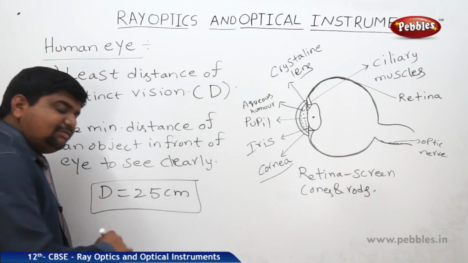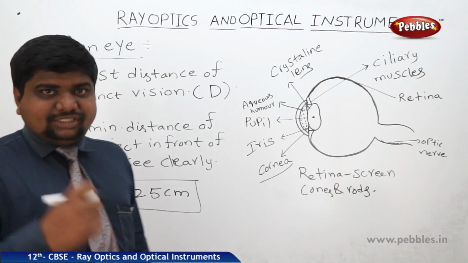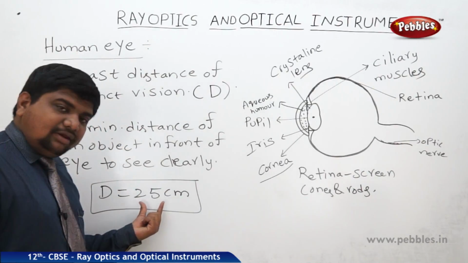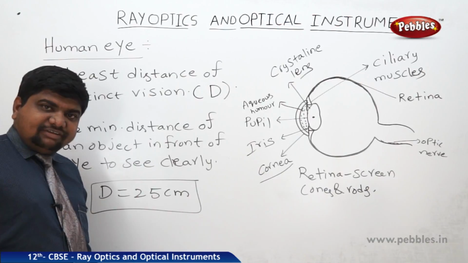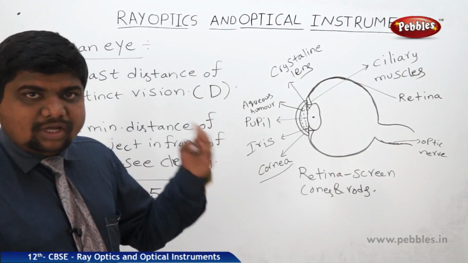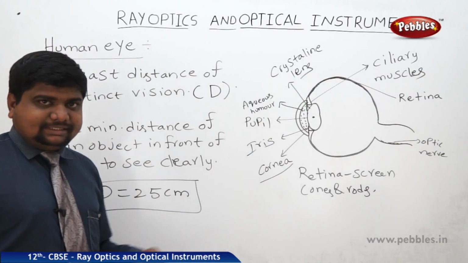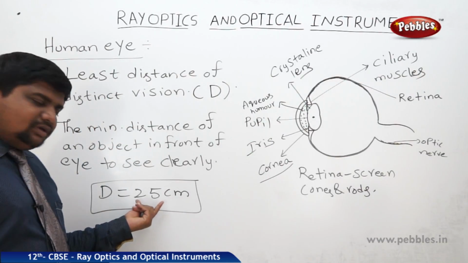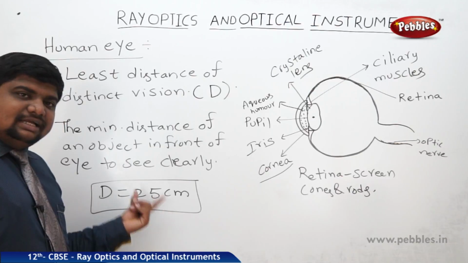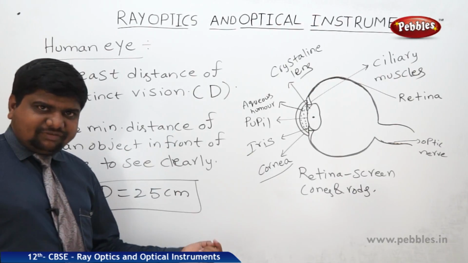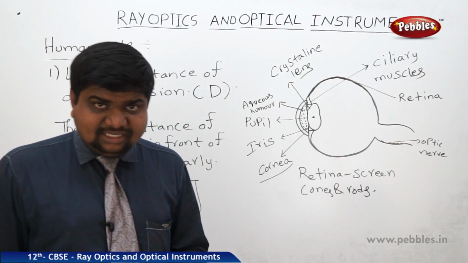But this D value changes with age. For small kids, this value lies below 25. For growing or aging people, it may increase. So the distance is less than 25 or greater than 25 if a person is able to see the object clearly.